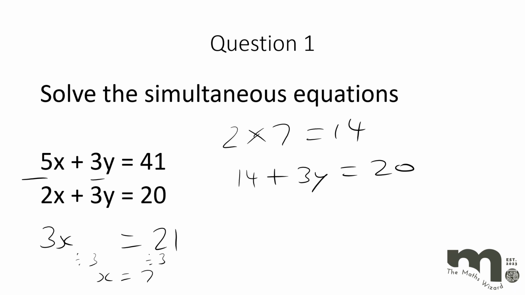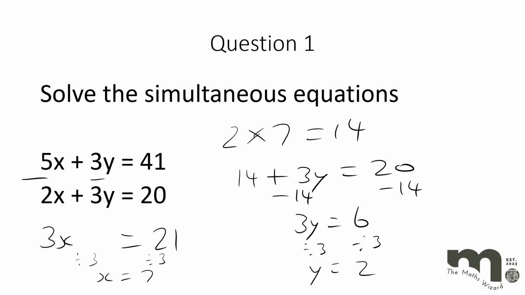Now we have an equation which we can use a linear equation to work out y. So if we take 14 away, that will tell us that 3y is worth 6. Divide that by 3, and that will tell us that y is 2.